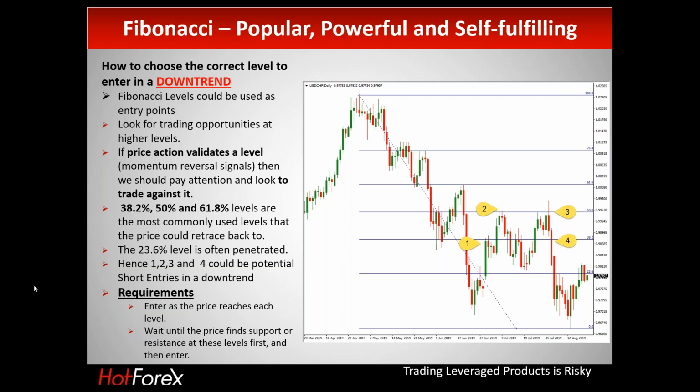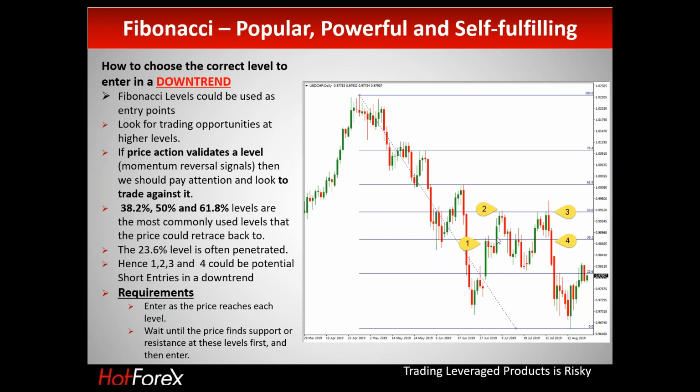Another way to do it is to wait until the price finds support or resistance at these levels first, and then enter. Such as in this case, you see it breached the 38.2, but it didn't extend higher. It pulled back a bit, so it was trying to retest the 38.2 to break it, but it didn't. So it kept retracing, it kept retesting. So it found this level as a resistance.